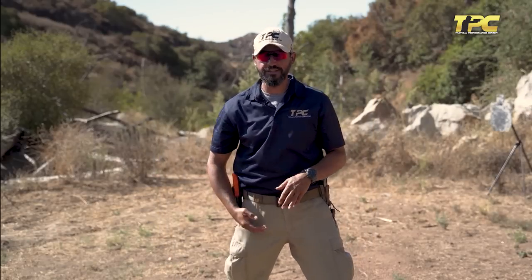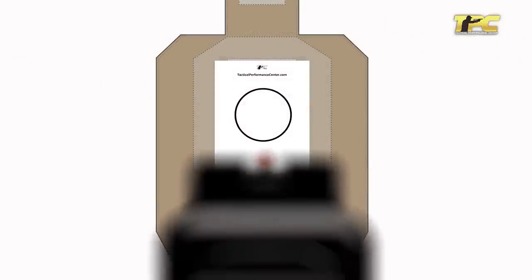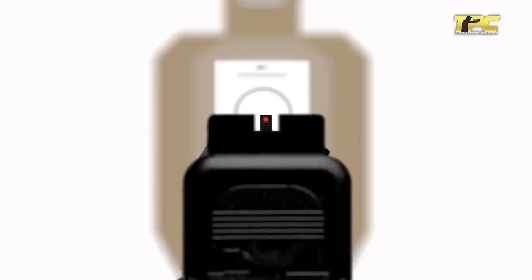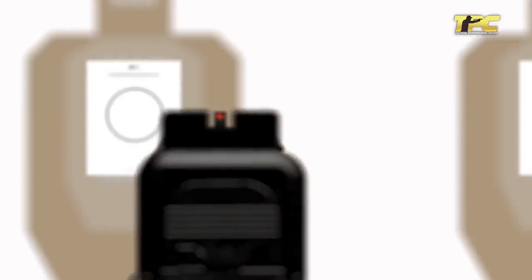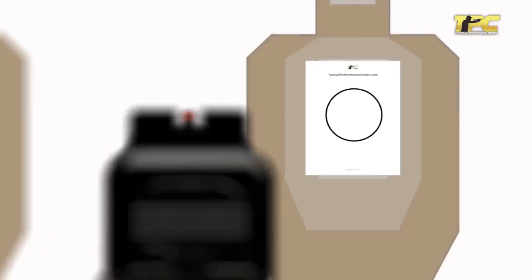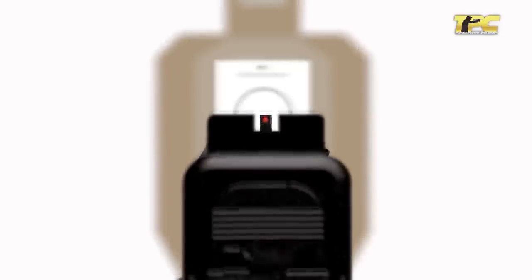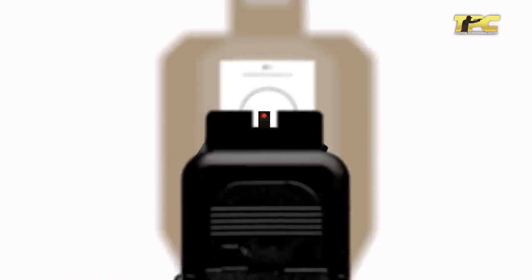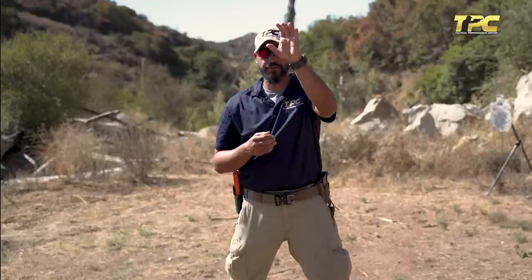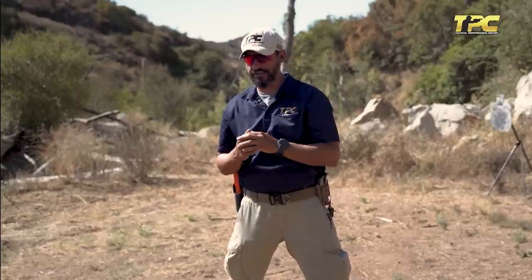So basically, it's target, sights, target, sights, target, sights. It's like a yo-yo. That's why we call it a focal yo-yo. The focus goes back and forth, back and forth. You have that pattern of target, sights, target, sights.